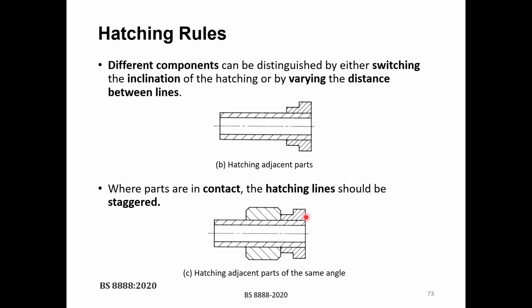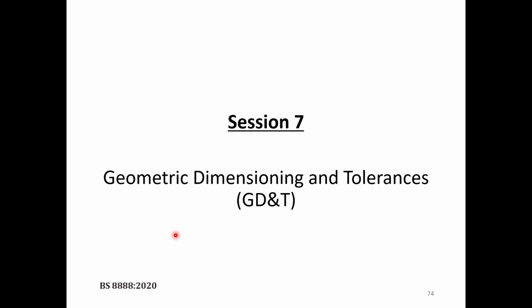These two parts have the same direction of hatching, and the same spacing. So from the first look, you say this is one part, these two are the same. So this is the second part, these two are the same, this is the third part. And that is the end of session number 6.